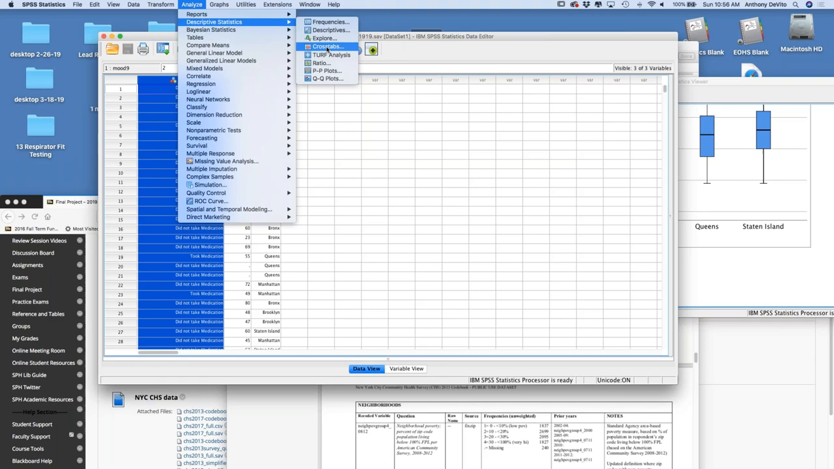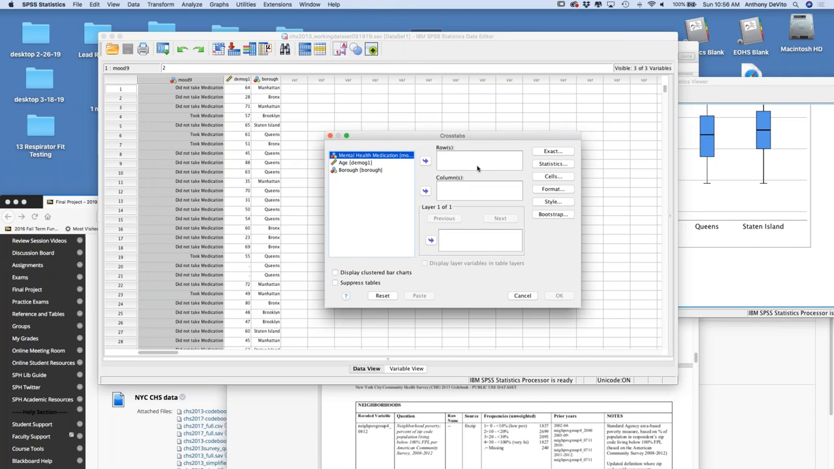I'm going to open that up, and in the rows, I'm going to put the exposure, and in the columns, I'm going to put the outcome. So my exposure is borough. In other words, which borough? I'm going to compare borough to borough to borough to borough in terms of whether they're likely to take medication or not. And in the columns, I'm going to put whether they took medication or didn't take medication.